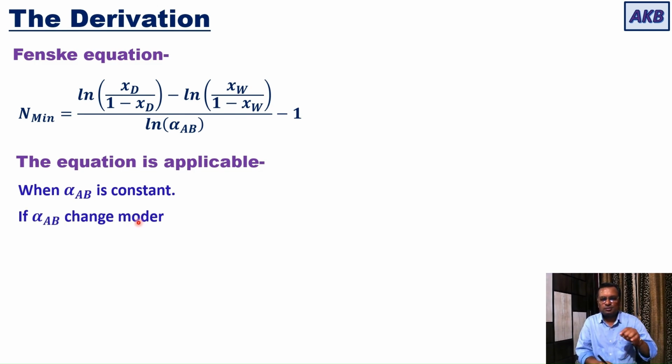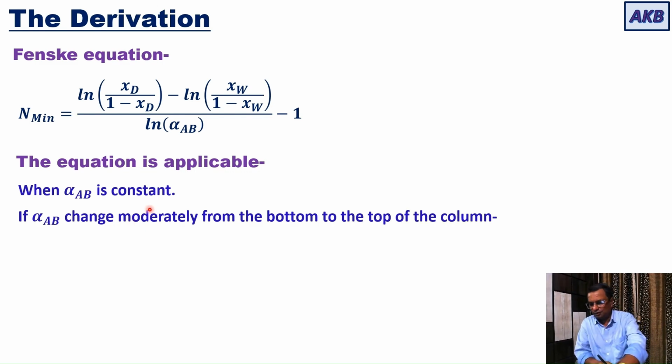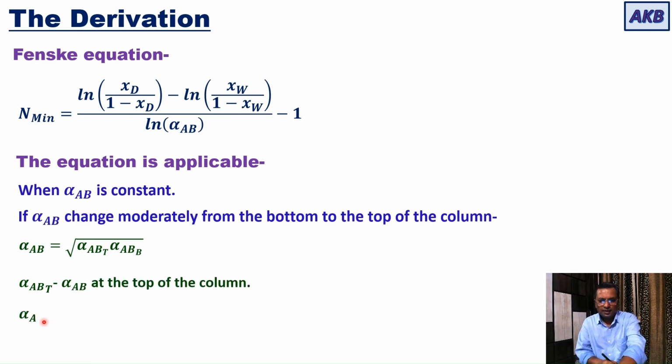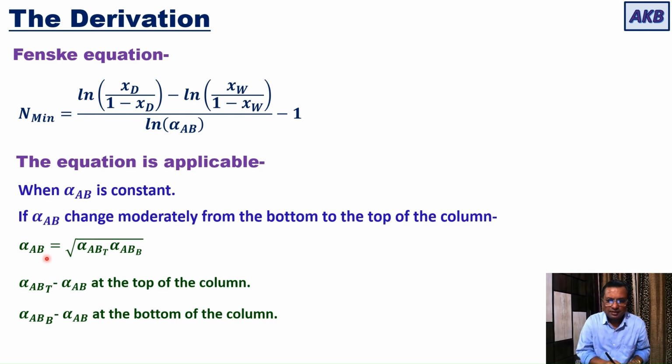And even if there is a mild change, if alpha AB changes moderately from bottom to top of the column, then what can you do? You can use the geometric mean of the two values, the value of alpha AB at the top and the value of alpha AB at the bottom. So that geometric mean is given as alpha AB is equal to the square root of alpha ABT into alpha ABB. Alpha ABT is the value of alpha AB at the top of the column, and alpha ABB is the value of alpha AB at the bottom of the column. So you can use this geometric mean.